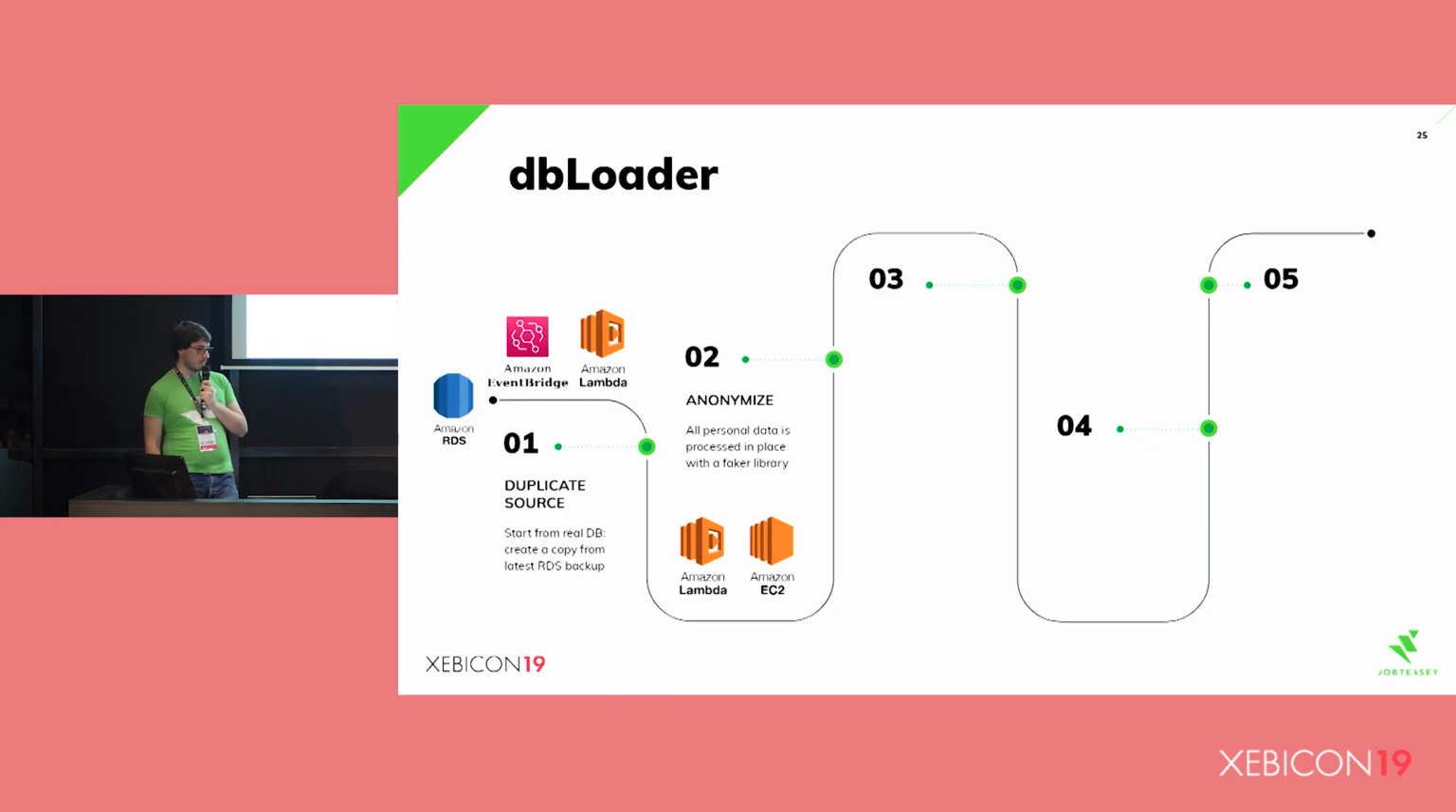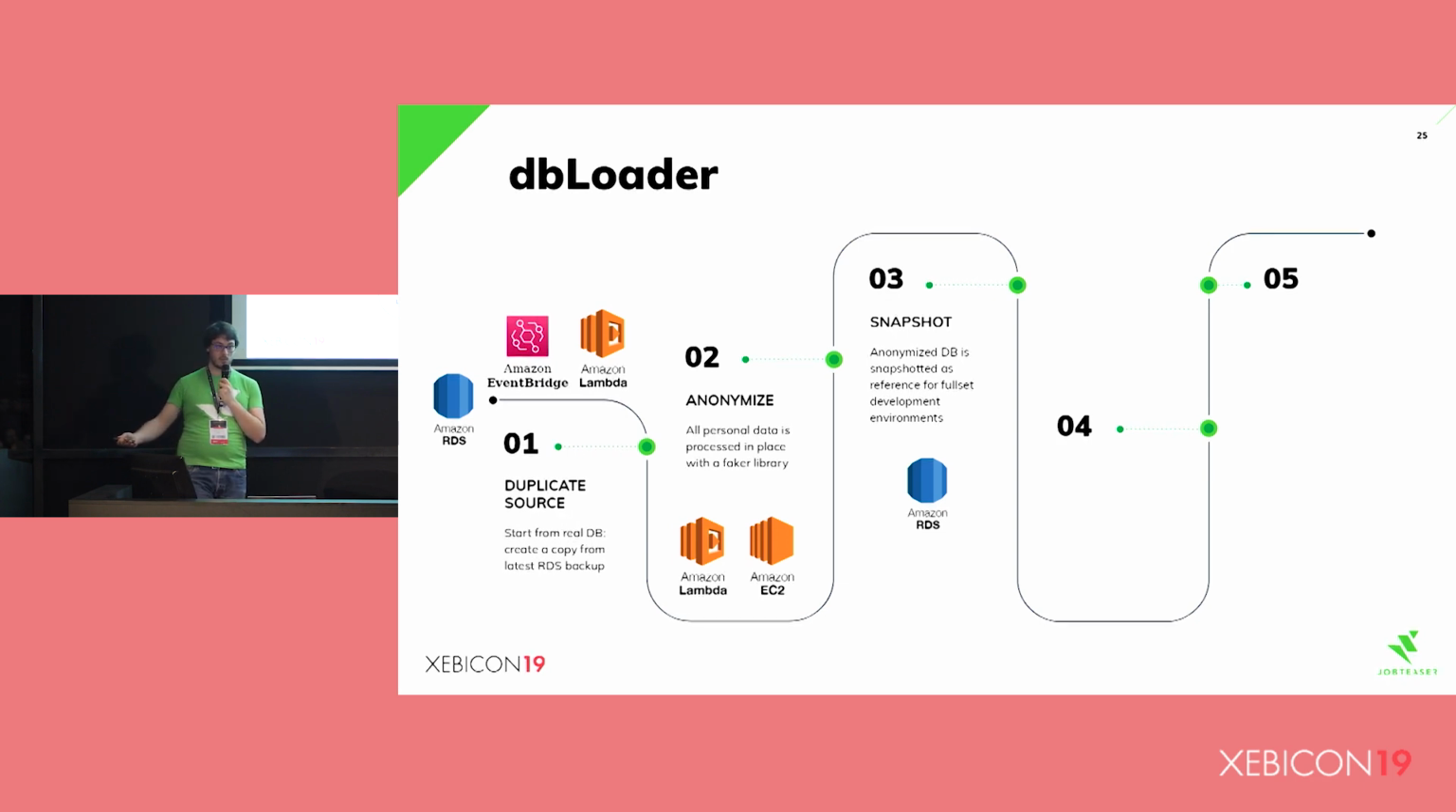We use the Faker library, so we don't really reinvent the wheel. But we have to go through all our tables because, well, sometimes they're weird. When this is done, we trigger a snapshot, and that snapshot is the snapshot of the RDS instance, so it's available in AWS for use. And then we continue the process, creating the subset.